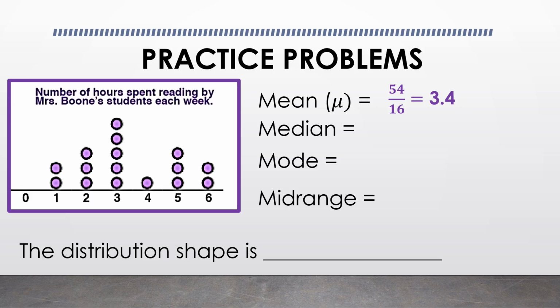Median is the middle value. There's 16 values again, so there isn't one exactly in the middle. So we have to average those two. They happen to be the same value of 3, so our median's 3. Mode's the most frequent, and there's more 3s than any other value. Mid-range is the average of the high and low. The lowest data value is 1, the highest data value is 6. That gives us a mid-range of 3.5, and the distribution shape, once again, is not picture perfect, but it's best described as bell shape.